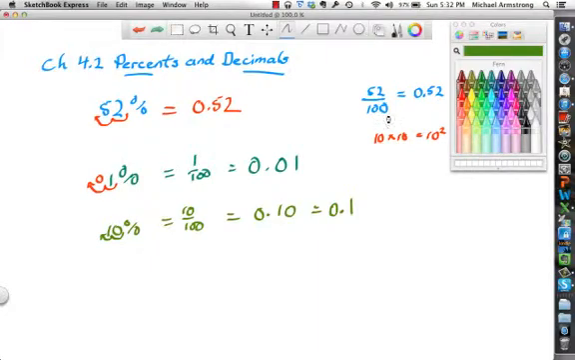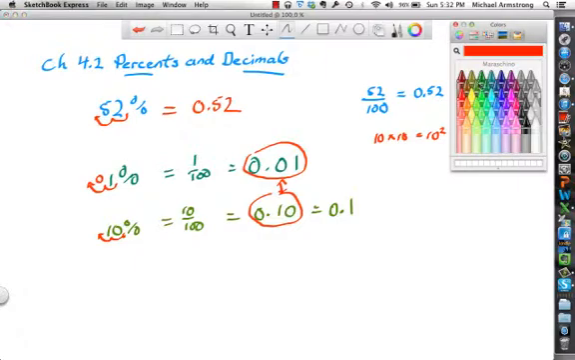I didn't use my red pen that time. Maybe I should, every time I move that decimal. The decimal goes from here and moves over here. So we had 1, now we have 10. Let's see what those look like. This is 1%. This is 10%. These look very similar, but they are not. 0.01 and 0.1 are not the same.